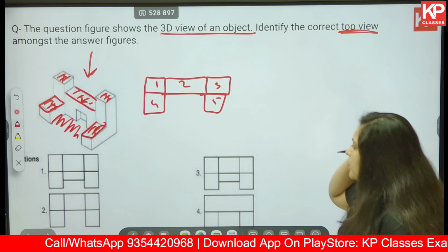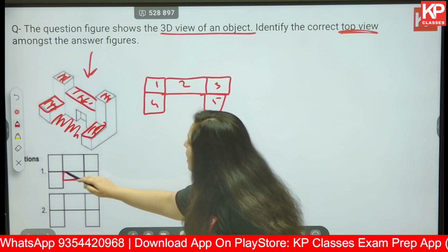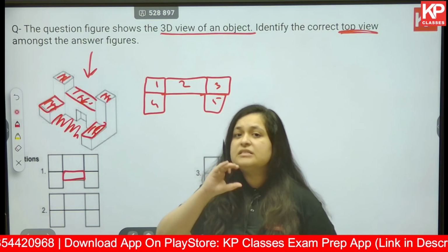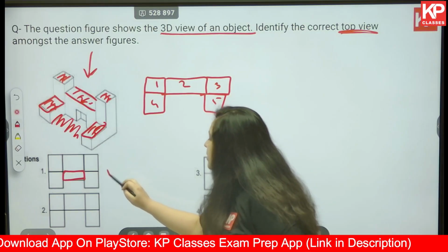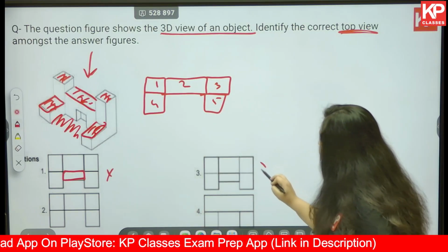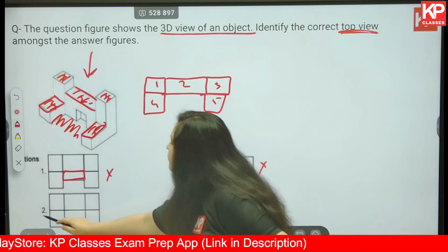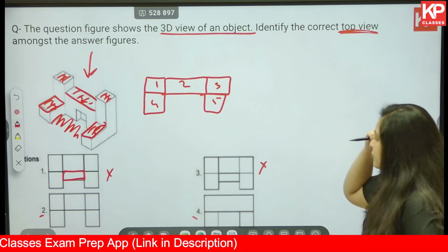For example, here you are able to see another line, meaning above ground level or above the ground surface there is an object, but here we have seen there is no such object, so you can eliminate this. You can eliminate this also based on our understanding. Now only 2 and 4 are left. Let's observe the options very carefully first.